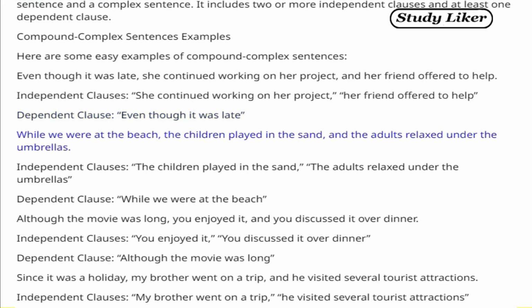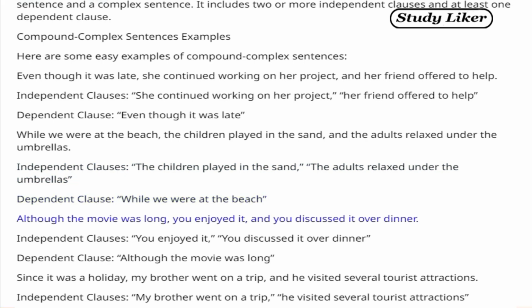While we were at the beach, the children played in the sand, and the adults relaxed under the umbrellas. Independent clauses: the children played in the sand; the adults relaxed under the umbrellas. Dependent clause: while we were at the beach.